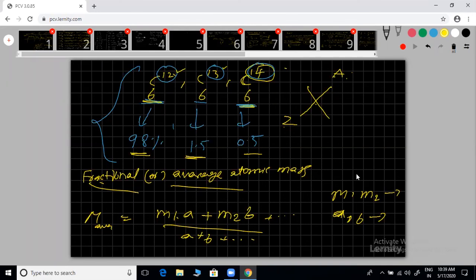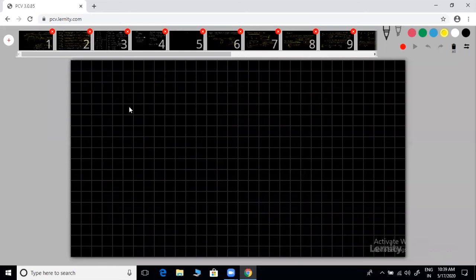Percentage of abundance. Understood? Now by using this formula, you can solve previous NEET questions. This is even in JEE also, I think. I'm giving a simple question, not the sentence, just the question only. Have you noted down the formula first?